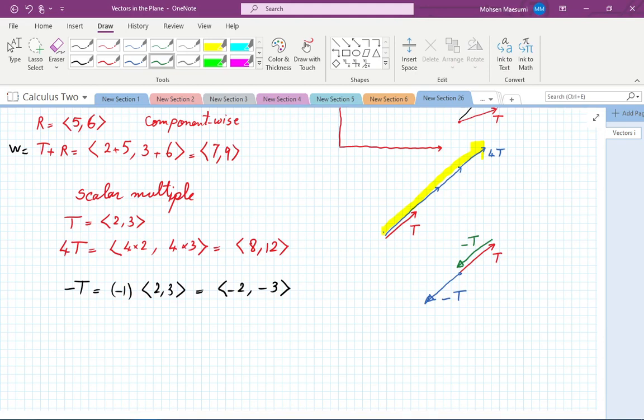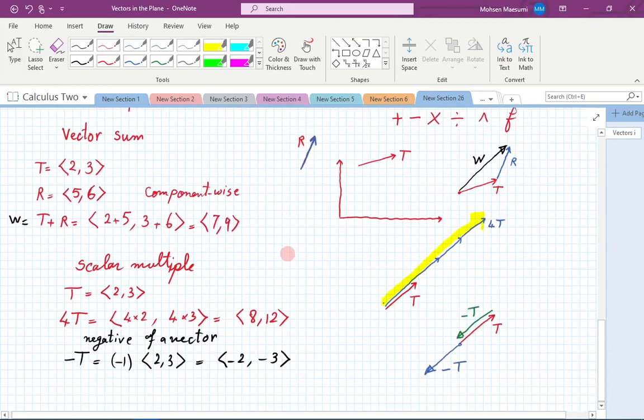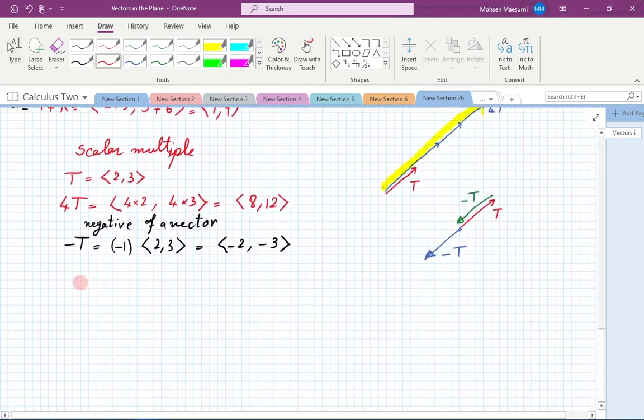So that is scalar multiple. This is a negative of a vector. Negative of a vector, simply you are flipping its direction, but otherwise it stays the same. Next topic up, well, we did addition, vector sum. How about vector subtraction? Or vector difference.